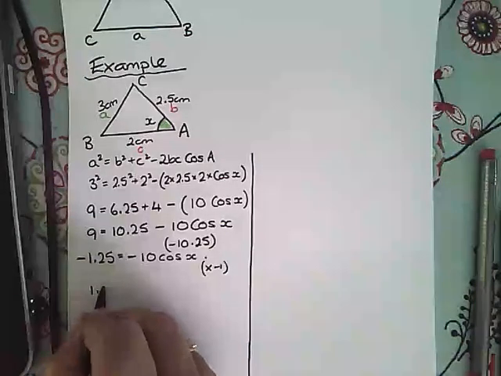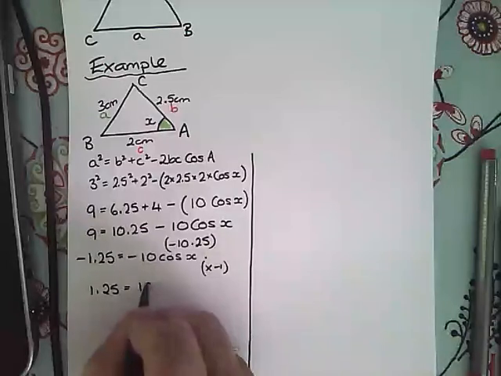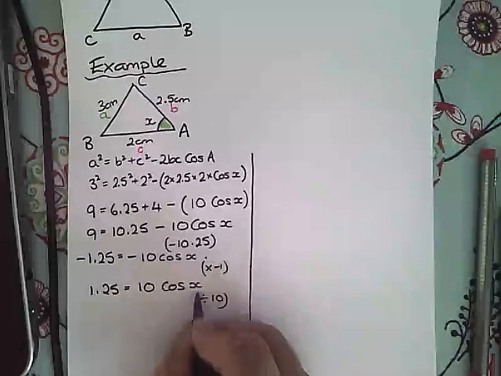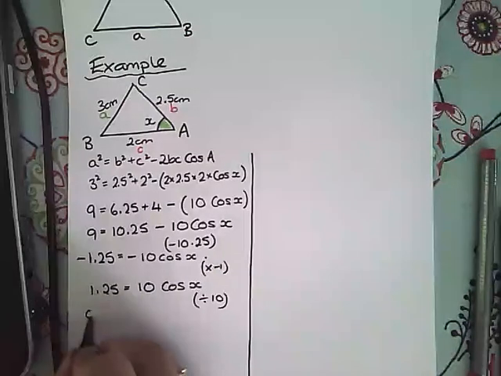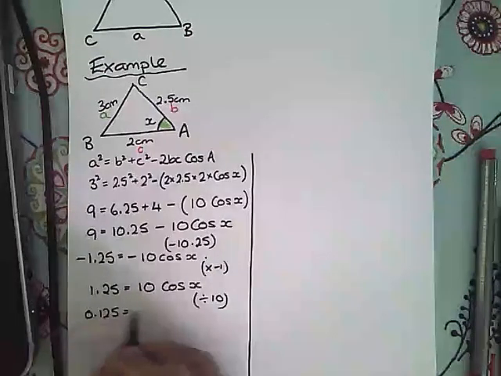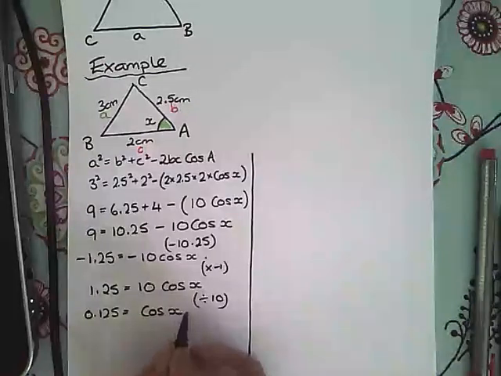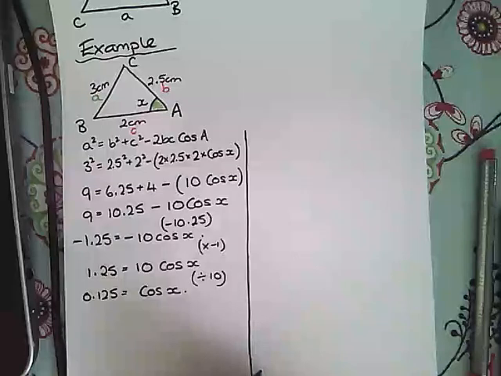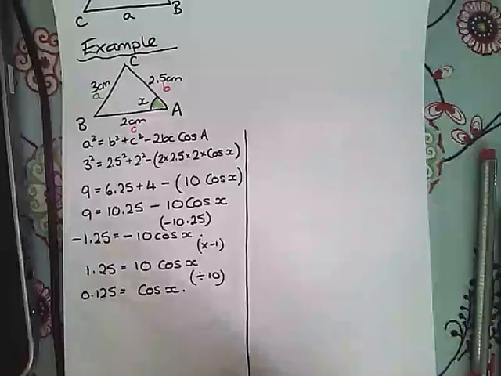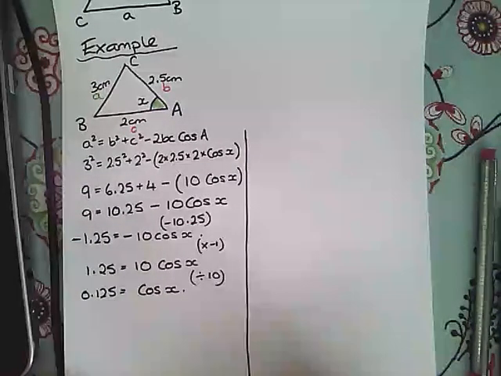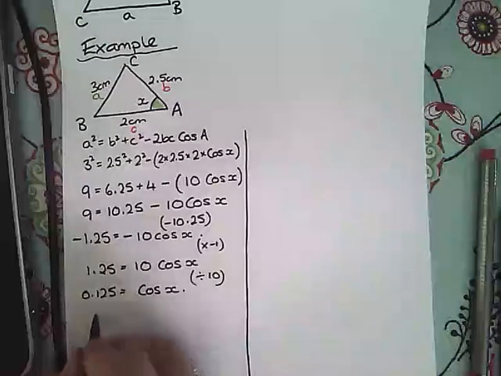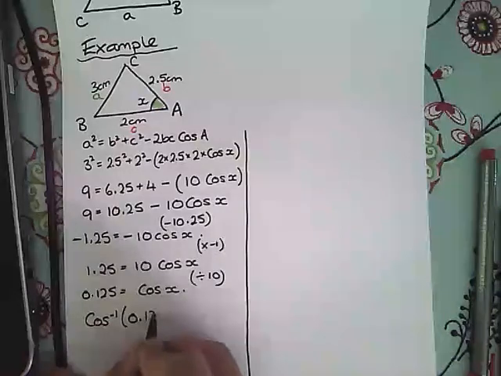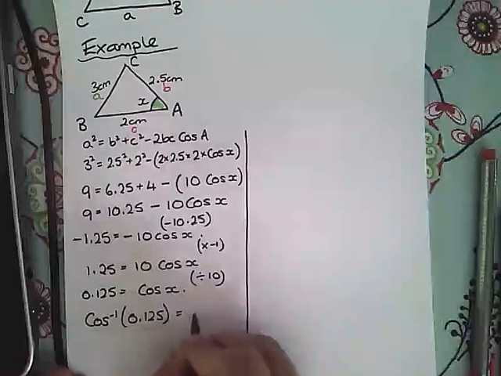So we've got 1.25 is equal to 10 lots of cos x. Divide both sides by 10, and I would get 0.125 is equal to cos x. And then on my calculator, I need to find the inverse cos of 0.125. So I pressed Shift cos 0.125, and that would appear like this: cos to the minus 1, 0.125, and that's going to give me x.